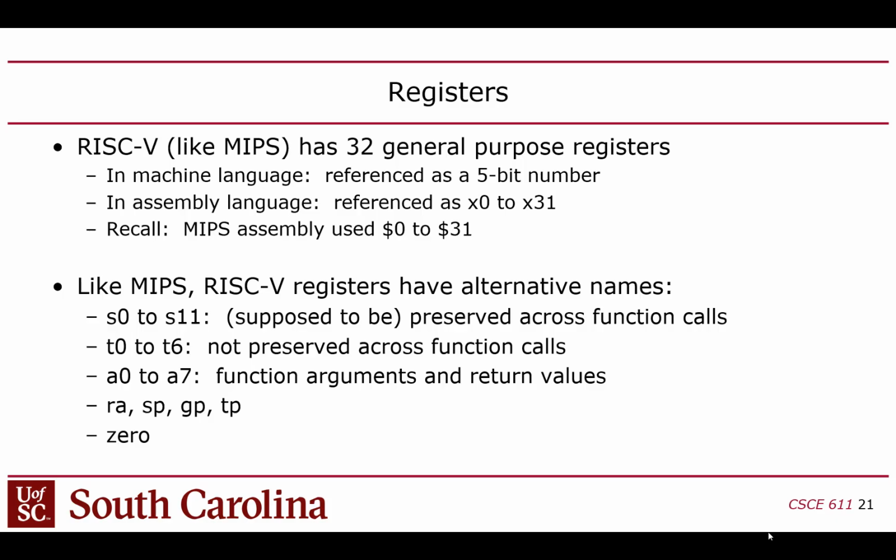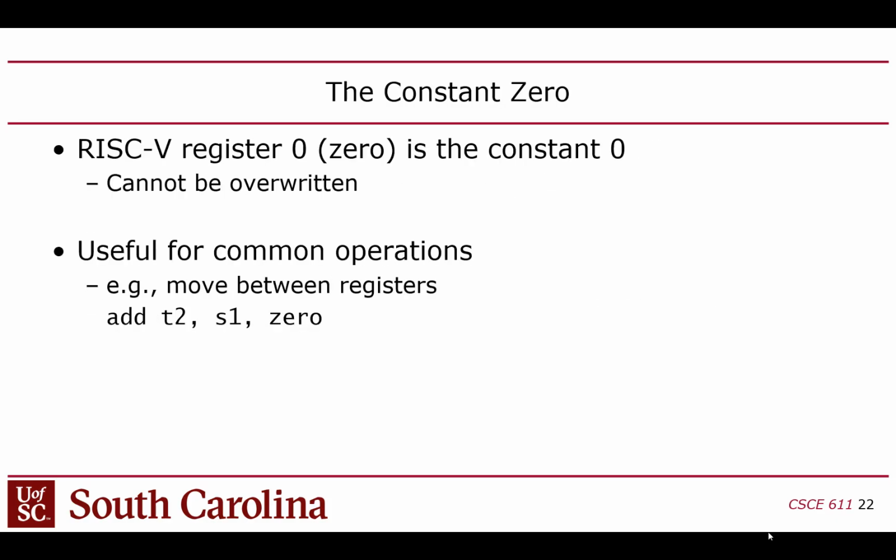In this class, half the class will use the X registers, and the other half will use these: S0 to S11, T0 to T6, A0 to A7. In fact, some of the system calls that we use follow this convention, so it's best to use it. I'll show you how to look those up in RARS in a minute. And then register 0 is always 0.